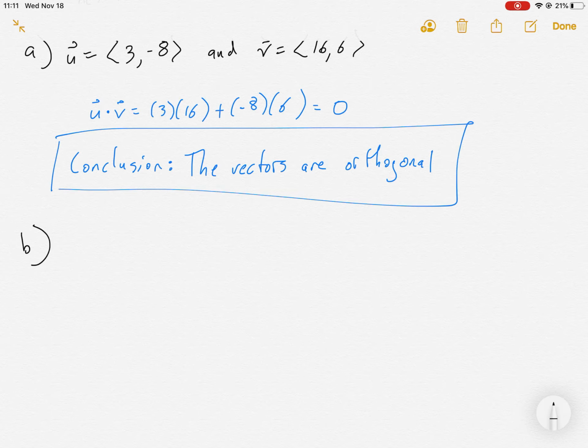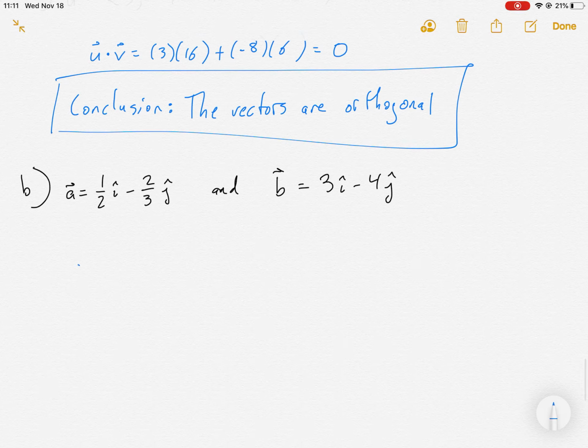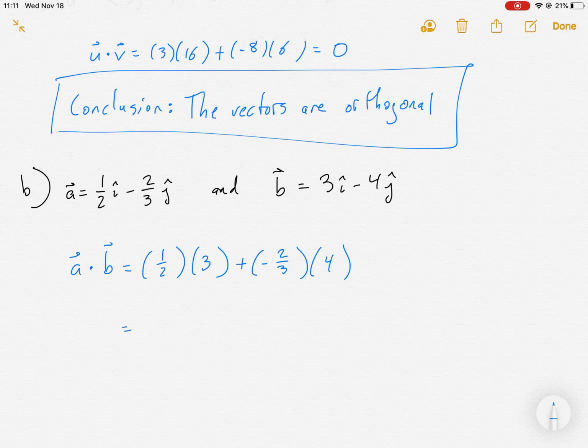Okay, let's try another one. Let's say vector A equals 1/2 i hat minus 2/3 j hat. And let's say vector B equals 3 i hat minus 4 j hat. All right, no matter what, the first thing we're going to do is find their dot product, A dot B. So that's going to equal 1/2 times 3 plus negative 2/3 times negative 4. Plugging this into the calculator or using some adding and subtracting of fractions, you end up with 3/2 plus 8/3. Sorry, that should have been a negative 4. Common denominator would be 9 plus 16 is 25/6.